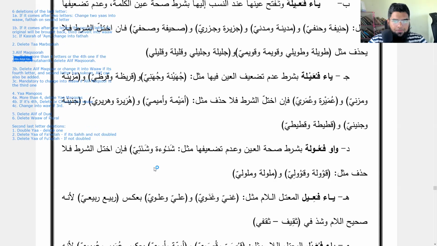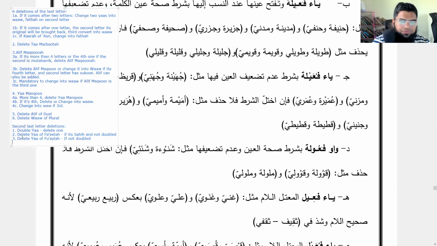Then the fa'ula rule. Fa'ula, we can delete the wow of it. Again, no double and no weak letter. So there is fa'ila as well as: delete the wow of fa'ula if sahih and not double. Sahih and not double. For example, Shanu'ah, so you can delete its wow, so Shana'i.